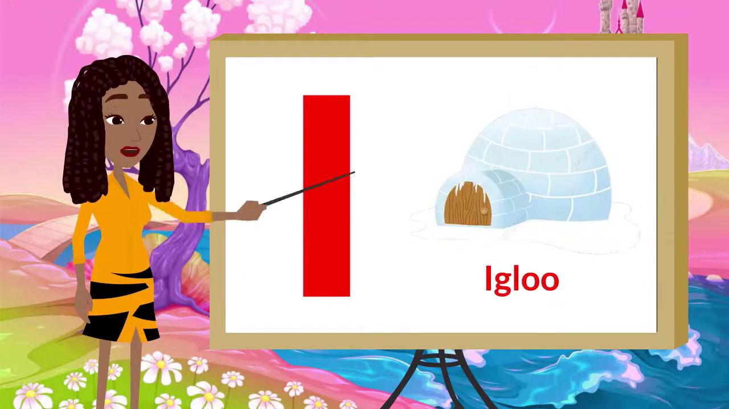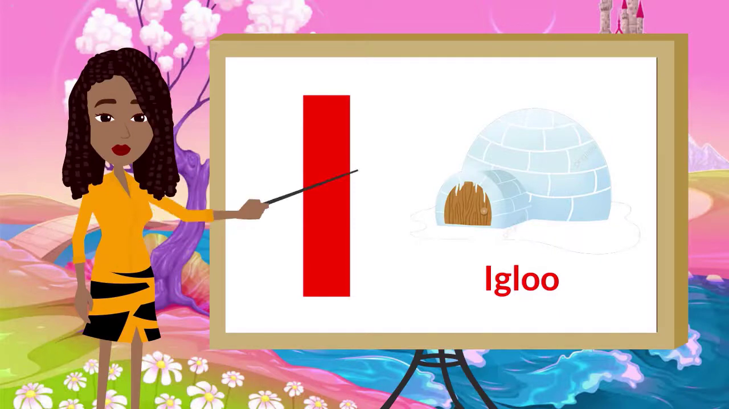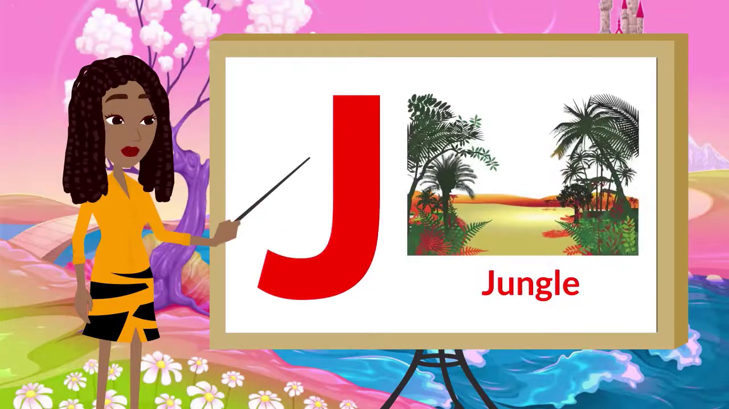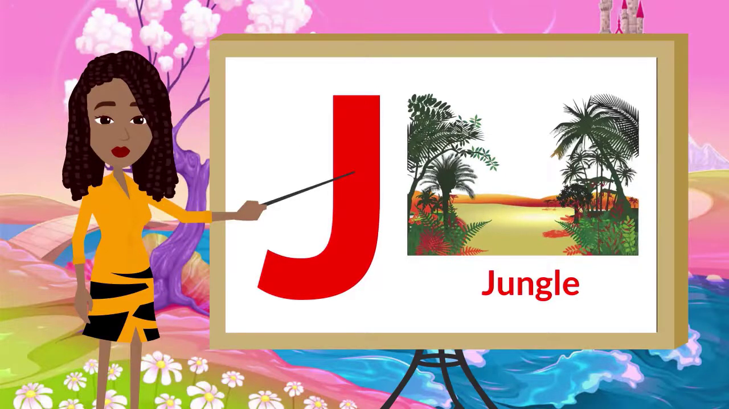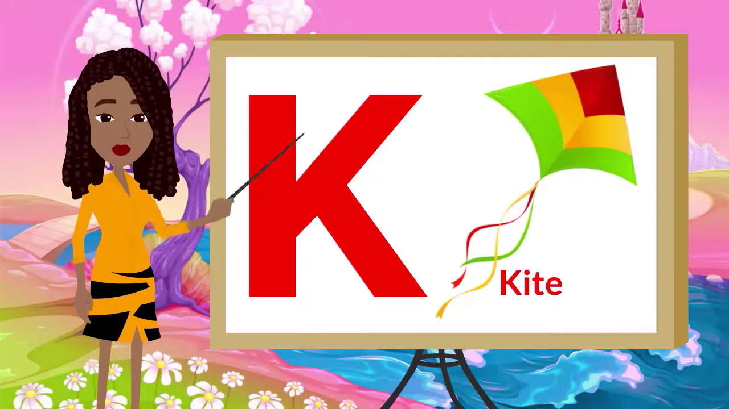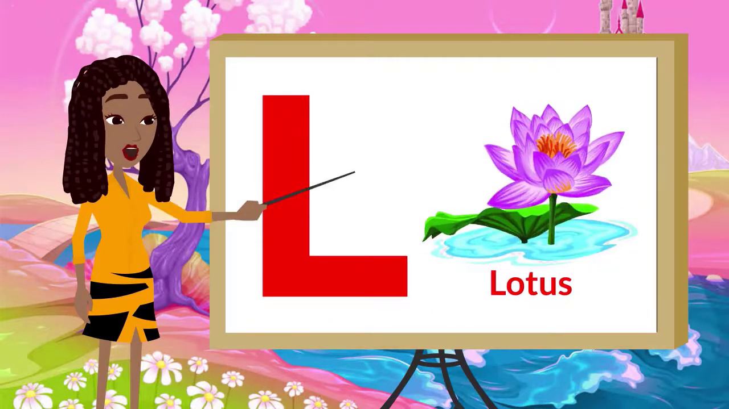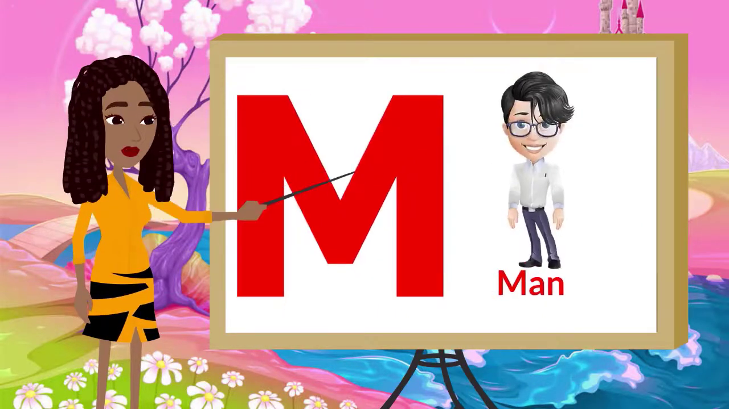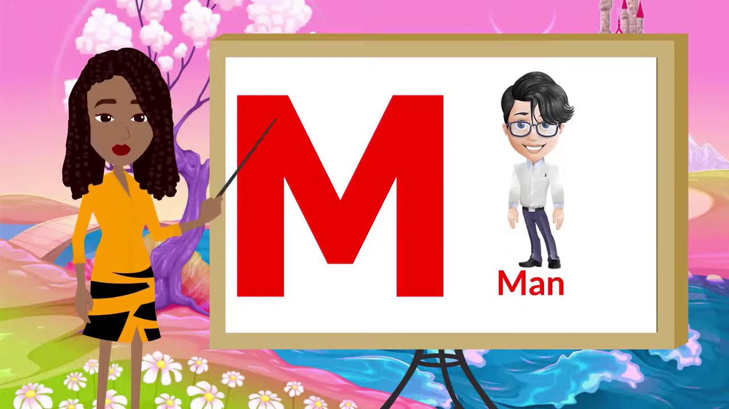I for igloo. J for jungle. K for kite. L for lotus. M for man.